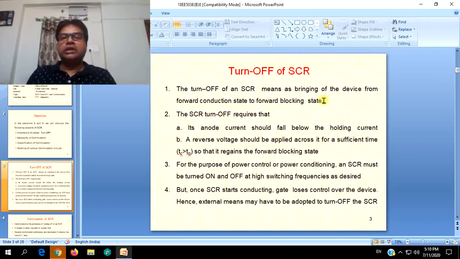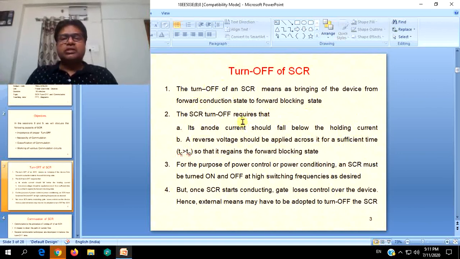So when we are using it for high frequency on and off applications as a switch, obviously we want it to be in the forward blocking state. So that is why in all these discussions, the turn off of an SCR means bringing the device from forward conduction state to forward blocking state. That is turn off, and whenever it is required again, from this forward blocking state it will be brought to forward conduction state by turn on, proper turn on.